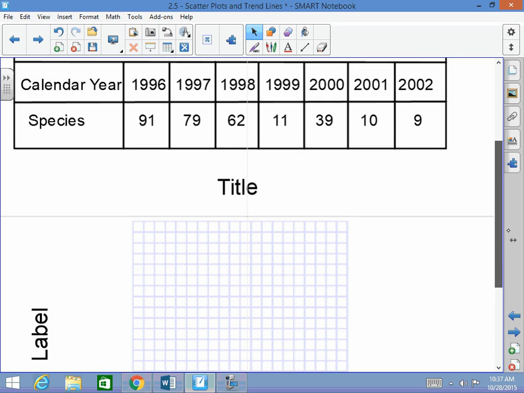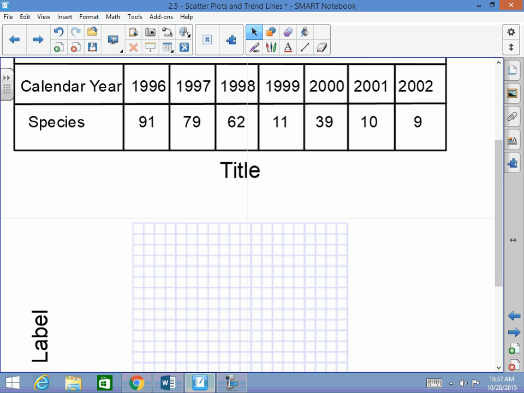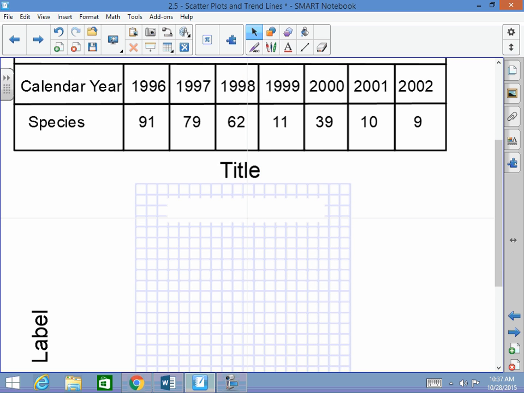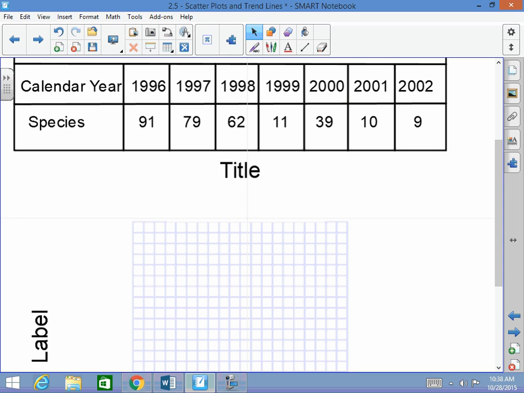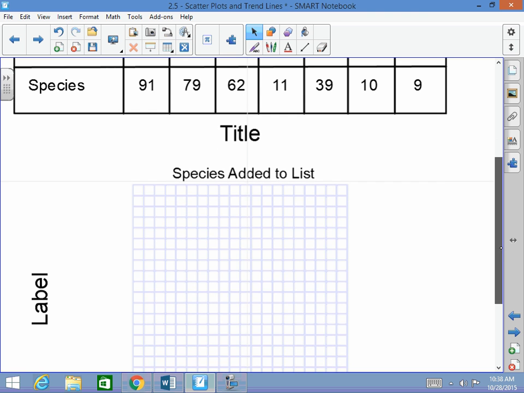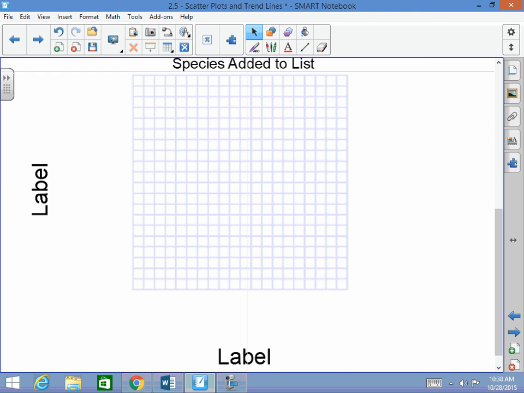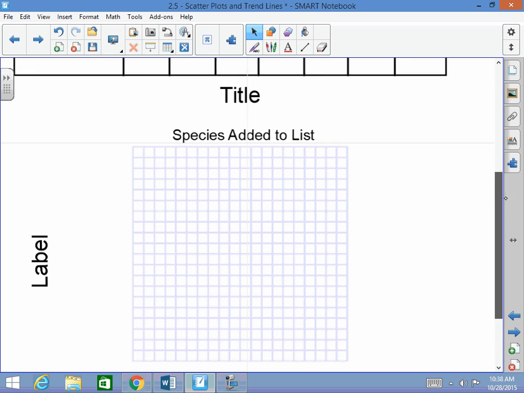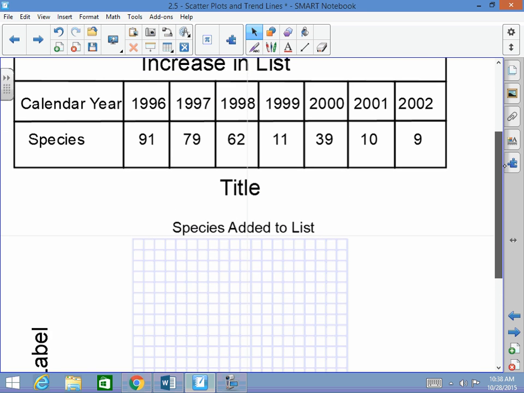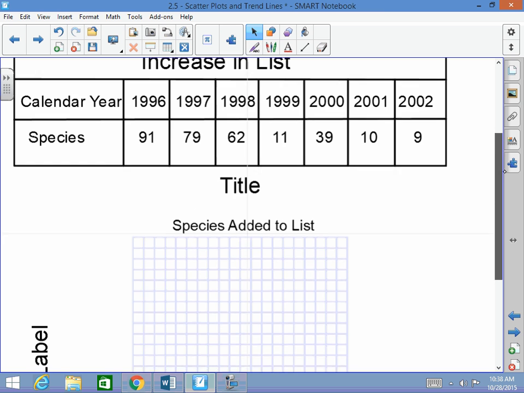When you are doing this, my friends, it is extremely important to label it exactly right. So I have, first of all, the title. I have to title my graph. And in this case, I'm going to call it species added to the list. Okay? I also have to label my x and my y-axis. You can choose whatever you want here as long as it correlates to the given information. The given information that they have here is the calendar year and the species.